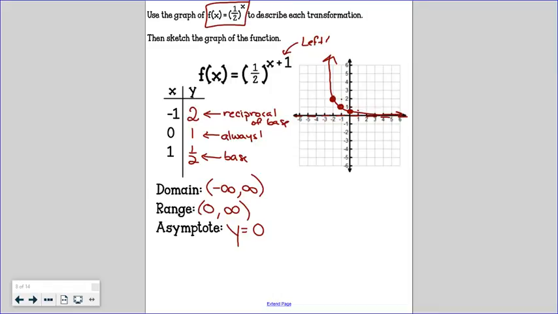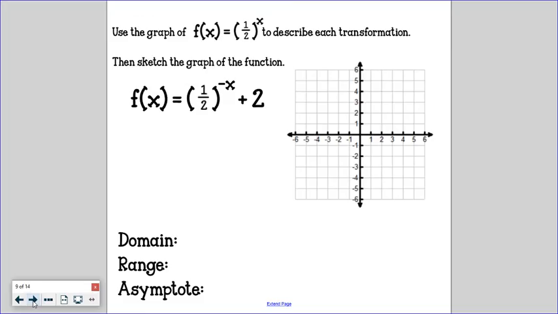We are sticking with the same base for all of the rest of this first part, so we don't have to re-talk through this, but that's a good thing to help you guide what numbers show up in your table. Always the reciprocal, 1, and the base, okay? So I'm using the same base. We're still thinking of 1/2 to the x, but it's now got a negative and a +2, which are transformations we will apply to our table of values, okay?